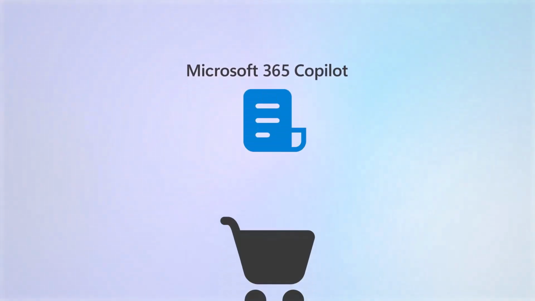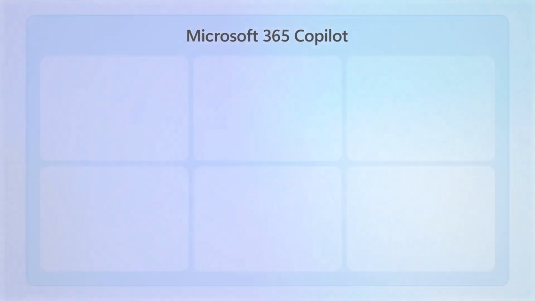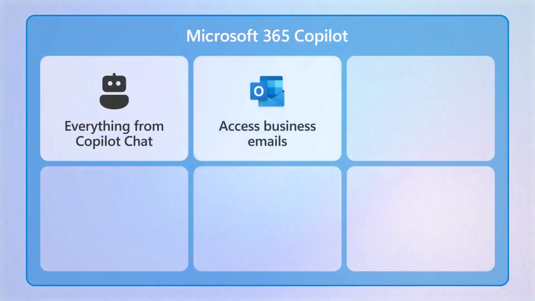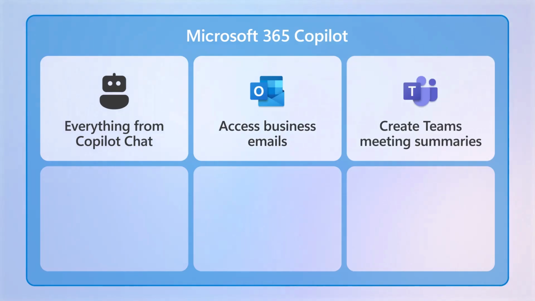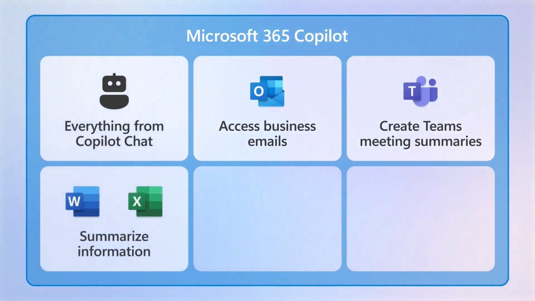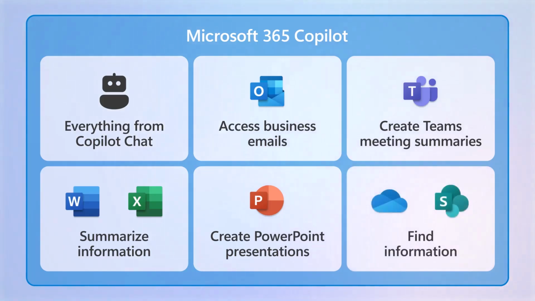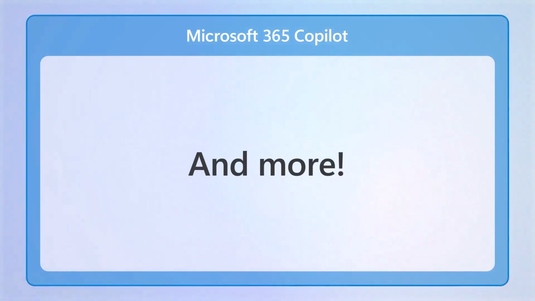Next is Microsoft 365 Copilot, the paid version of Copilot, which gives you all of the functionality of Copilot Chat, plus the ability to access business emails, create Teams meeting summaries, summarize information in Word or Excel, create draft PowerPoint presentations, find information in OneDrive and SharePoint, and more.